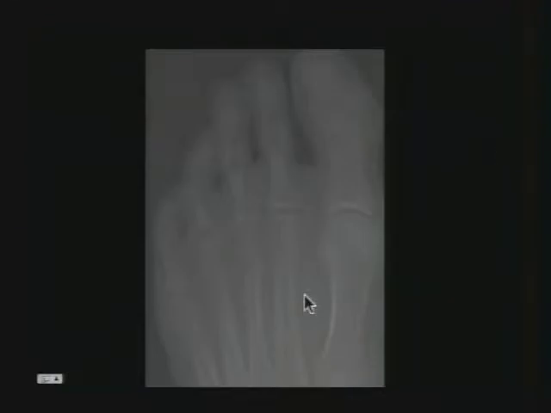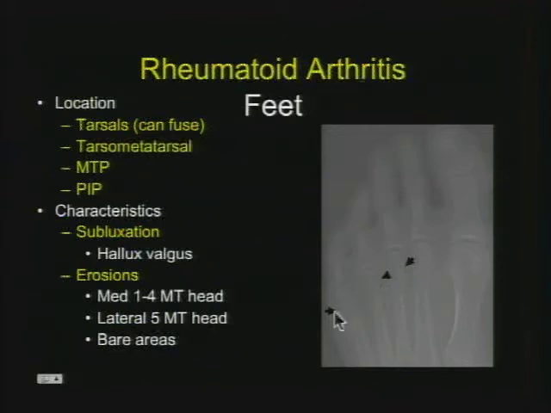Let's look at this foot right here. And we see the arrows are pointing to lots of erosions of the metatarsal heads.